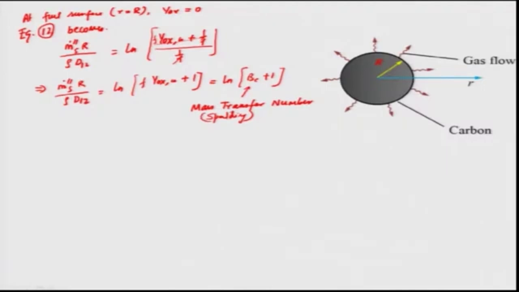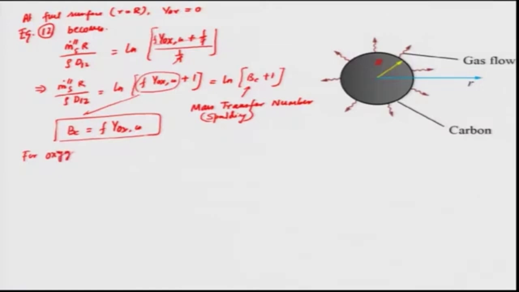Right. And keep in mind that this plays a very important role. In this case B C happens to be F Y O X infinity. This is the B C that we have looked at, basically this portion. And when the surrounding medium is only oxygen, what will happen? For an oxygen medium, Y ox infinity will be nothing but 1. Therefore, B C is basically nothing but F, that is the fuel air ratio.